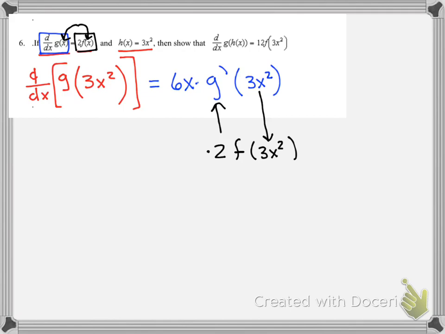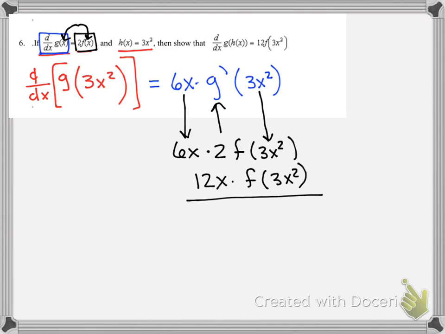Well, this is going to multiply by our 6x. So we have 6 times 2 is 12x times f of 3x squared. And that's what we've been asked to show.